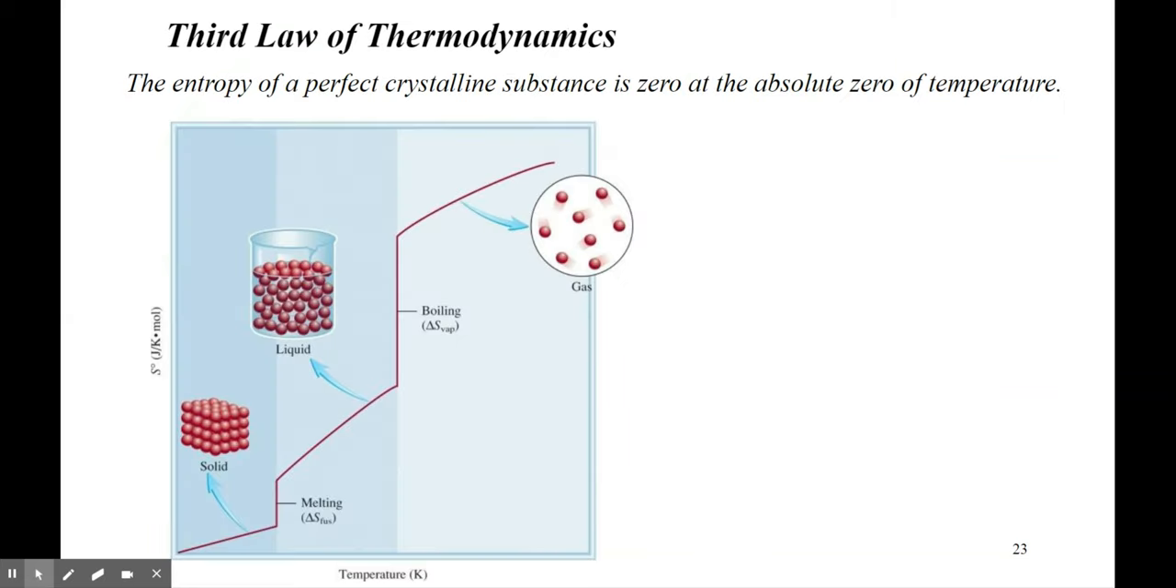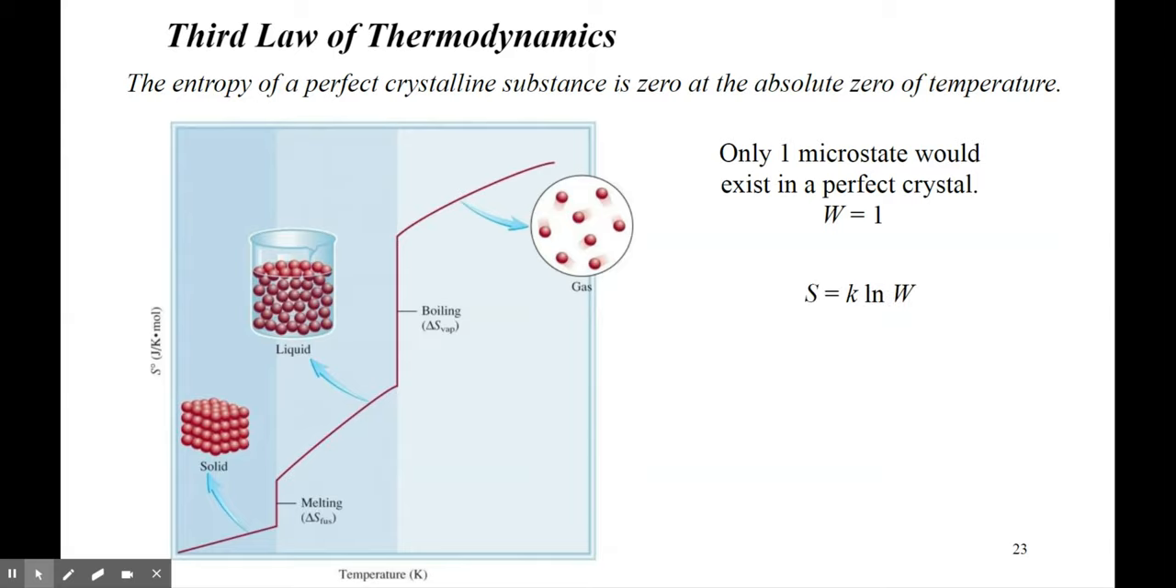After the second law, which says that entropy is always going to go up for a spontaneous system, the third law is that pretty much entropy goes up with temperature. And going in reverse, as you approach absolute zero for a perfect crystalline substance, entropy would go down to zero. So if we had a perfect crystal at zero Kelvin, there would only be one microstate, and that would be the lowest entropy possible.